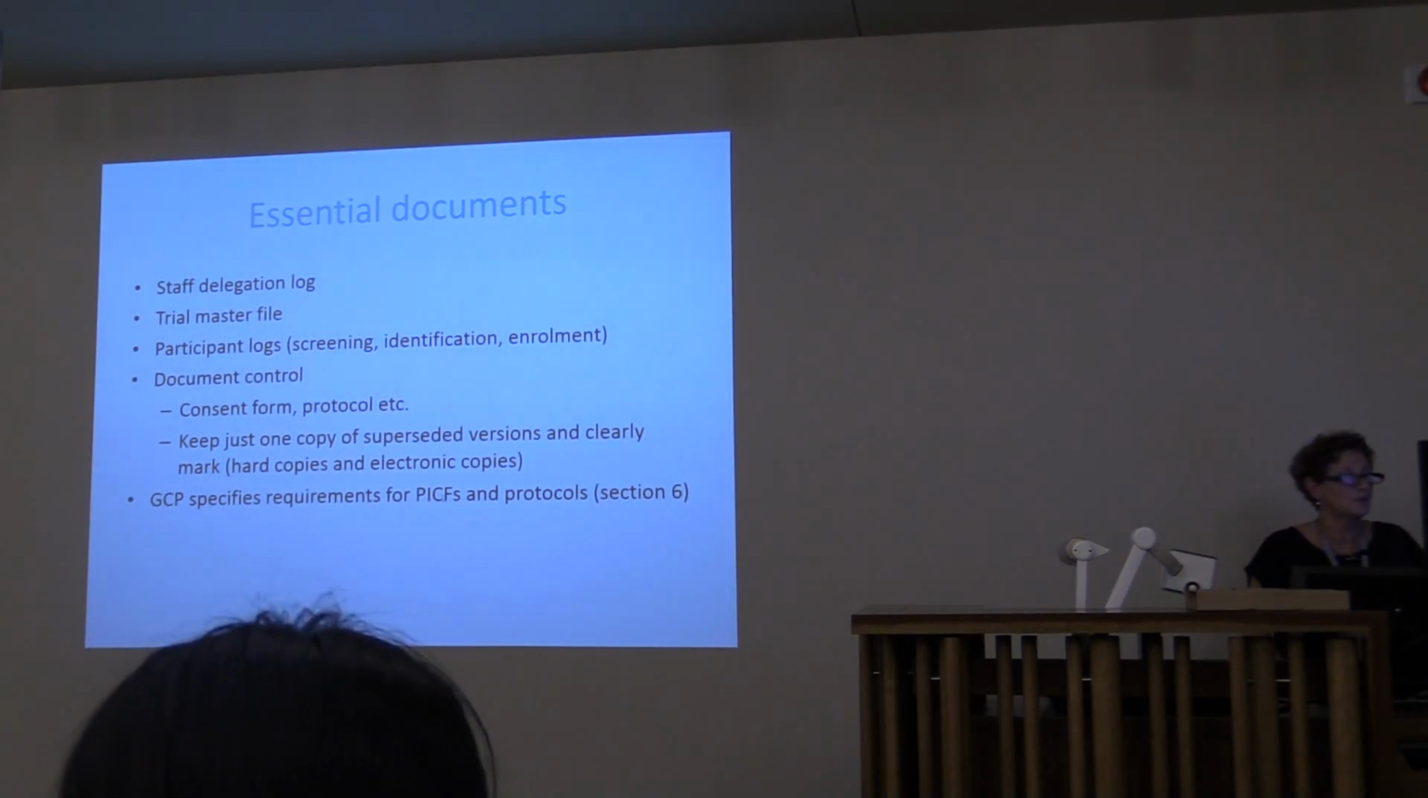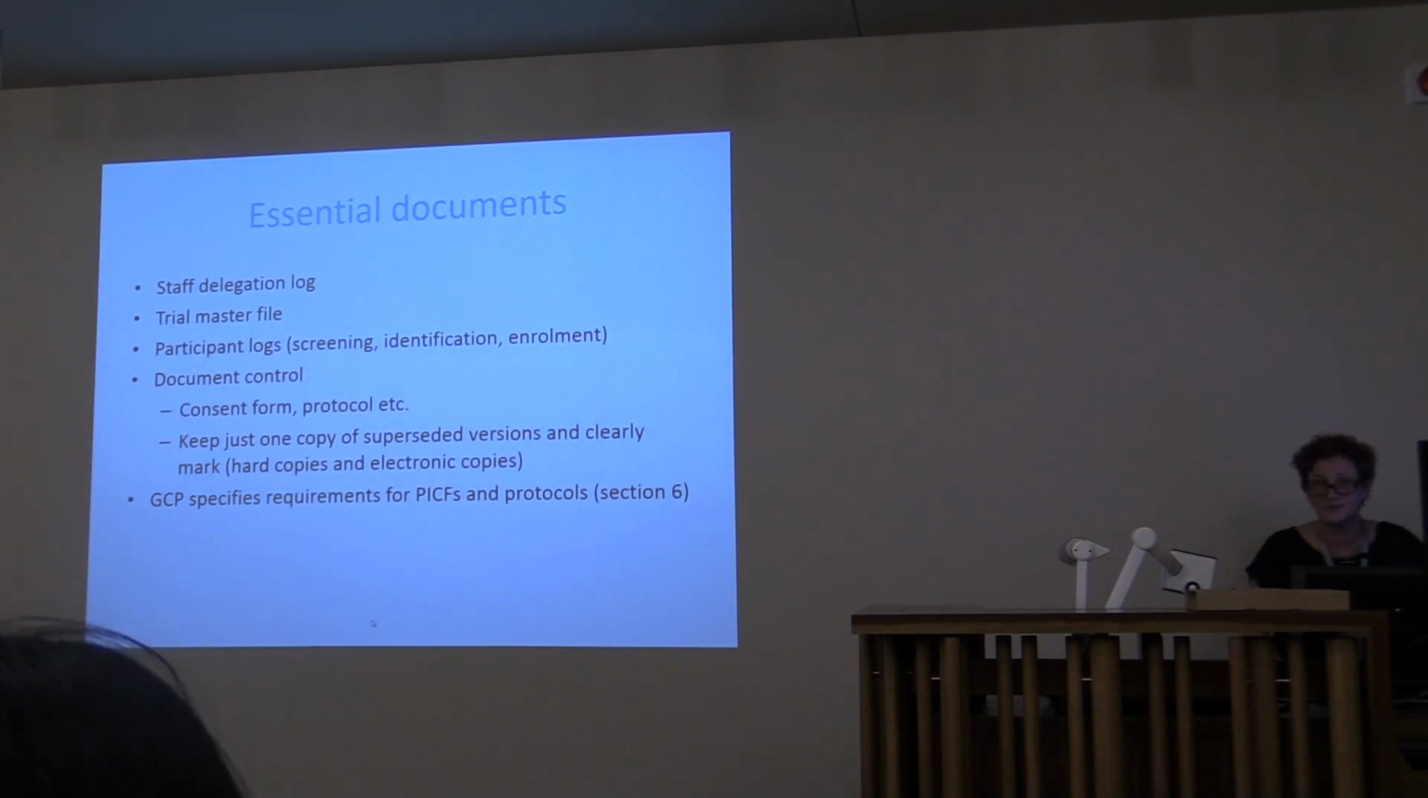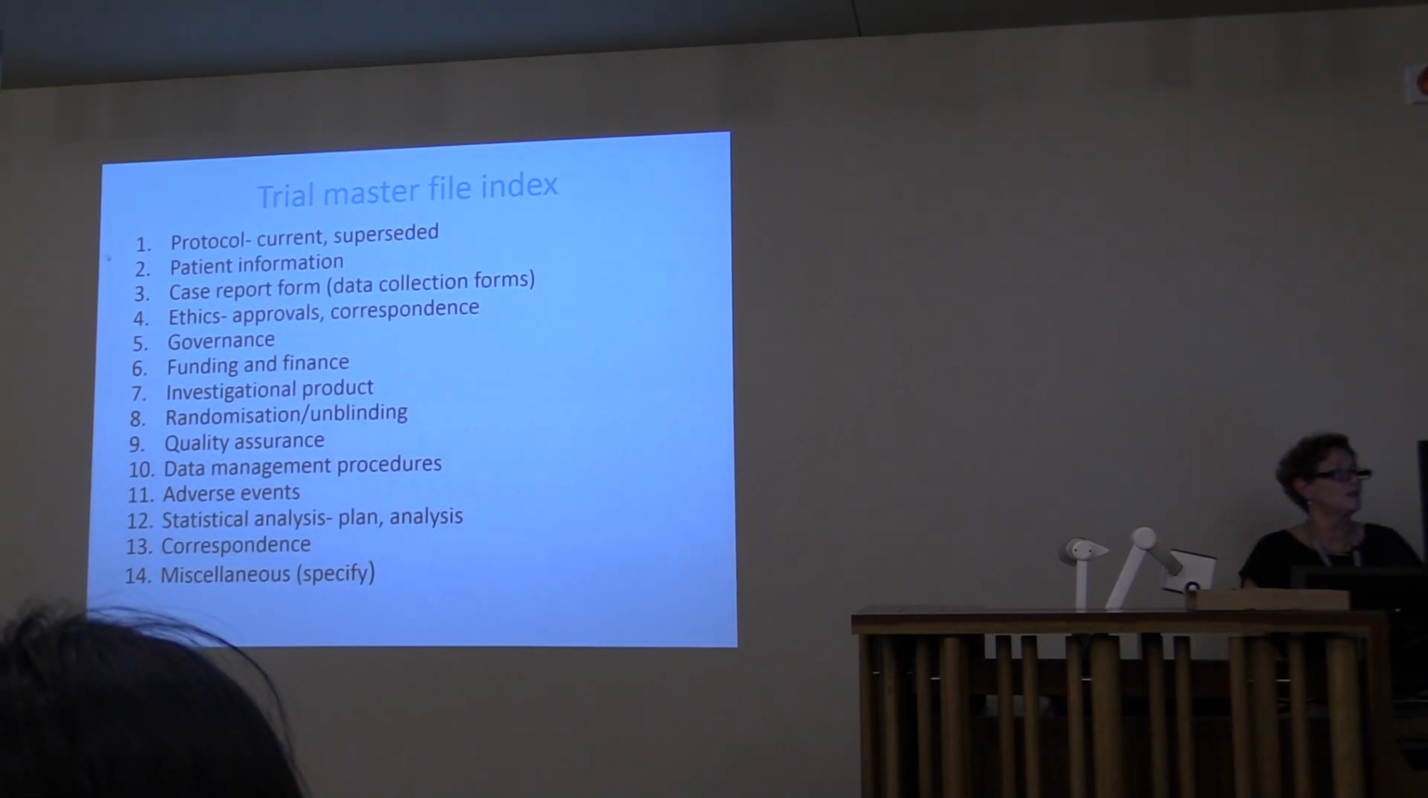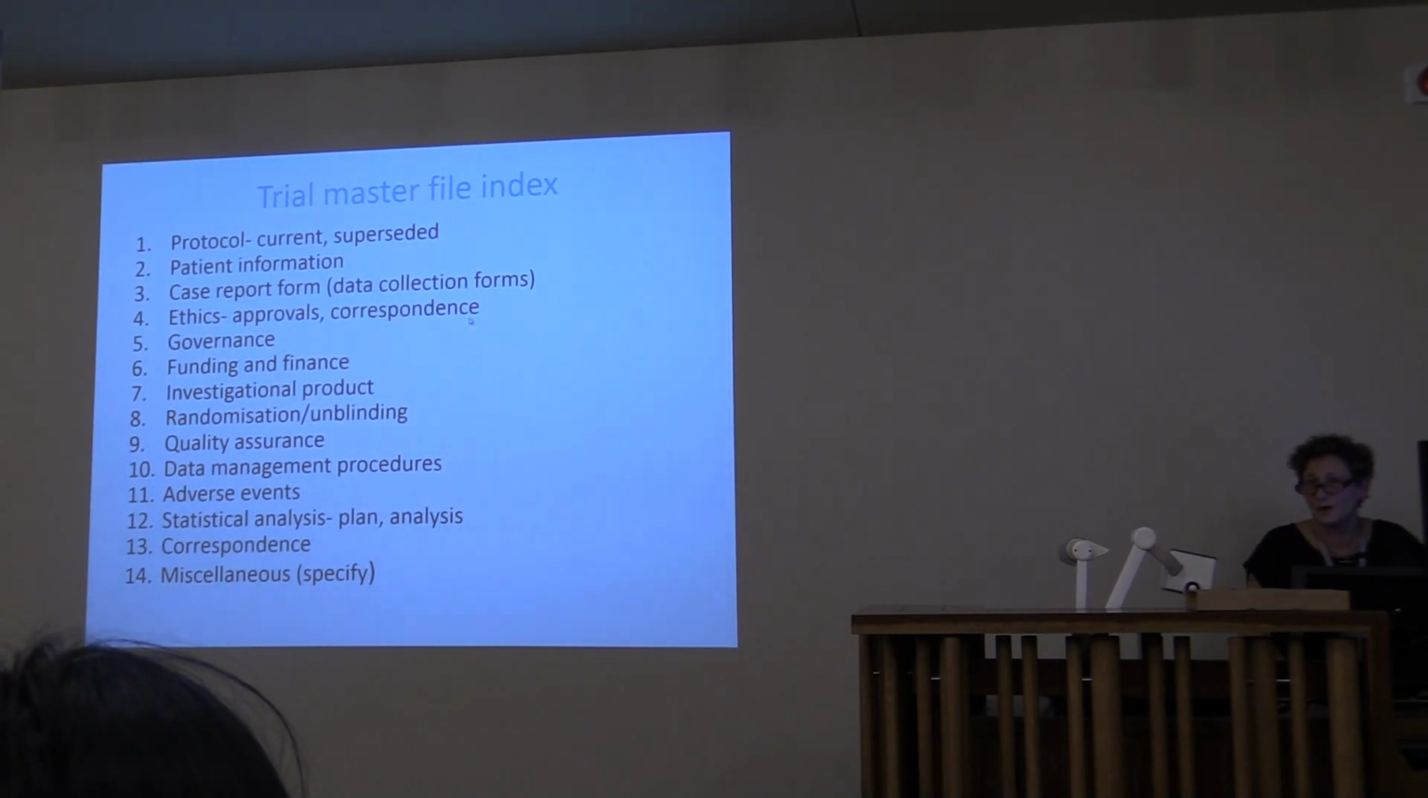GCP specifies requirements for essential documents, and they are located in section 6 of the GCP guidelines. This is just what I'll be looking for in your trial master file, and it can be electronic or hard copy. I don't care as long as you've got it there and I can access it. So the protocol, current or superseded, the patient information, of course, case report forms. Quite often in academic trials we are collecting data, so patients filling in questionnaires, or you extract data from a database. I need to see the case report forms that you or your colleagues will be using. And obviously, ethics approvals and correspondence, ethics approval letters, the site governance should be there.